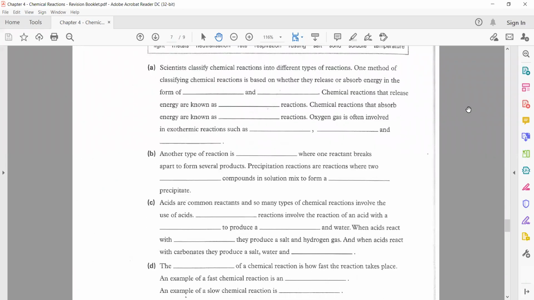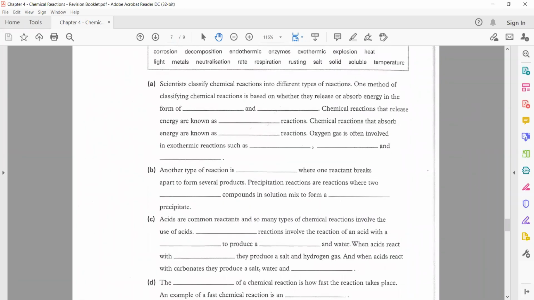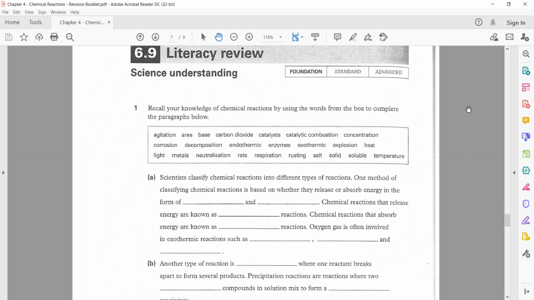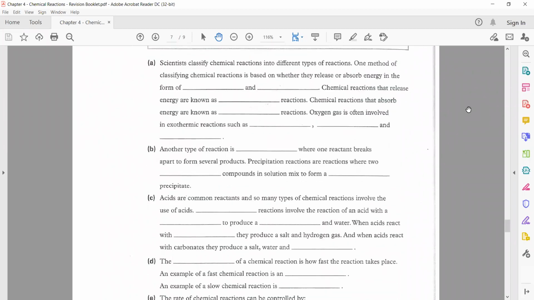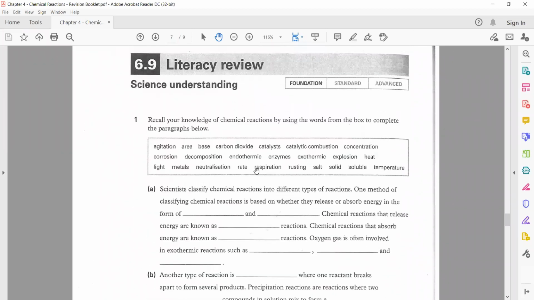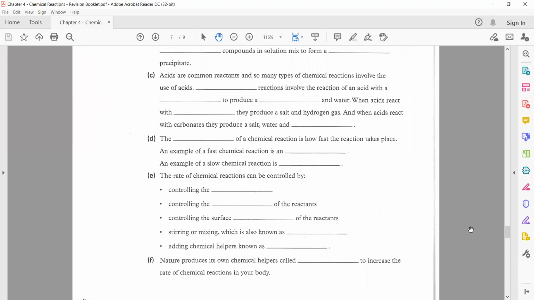Okay, literacy review is just filling in the blanks. So this is a really good fill in the blanks activity to do, guys, just to revise your knowledge of the theory related things. Some of these are not going to be super relevant to us, like terms like agitation, catalytic combustion. Oh no, catalytic combustion should be okay, but agitation, some of the words might not be relevant to us. If it's not, then just leave it out and don't worry about that.